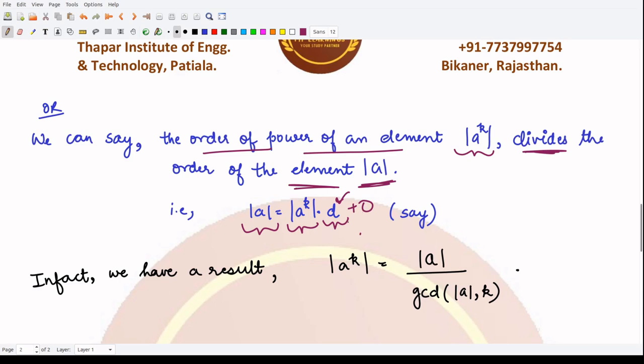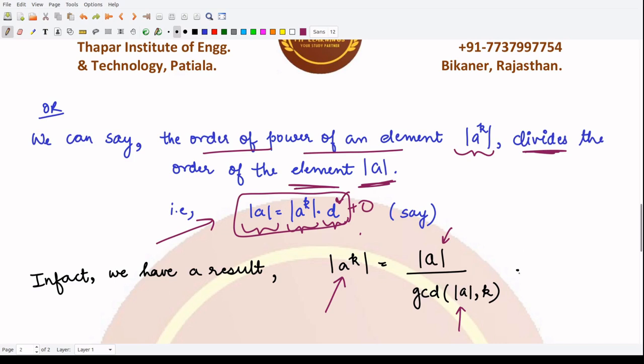Okay, so this is the result which we observed in this case, and in fact this is a result which you shall be studying in cyclic groups. This result tells you that if you have the order of the element as n, right, then the order of the power of the element is equal to the order of the element itself divided by the GCD of the order of the element with this power k, correct?